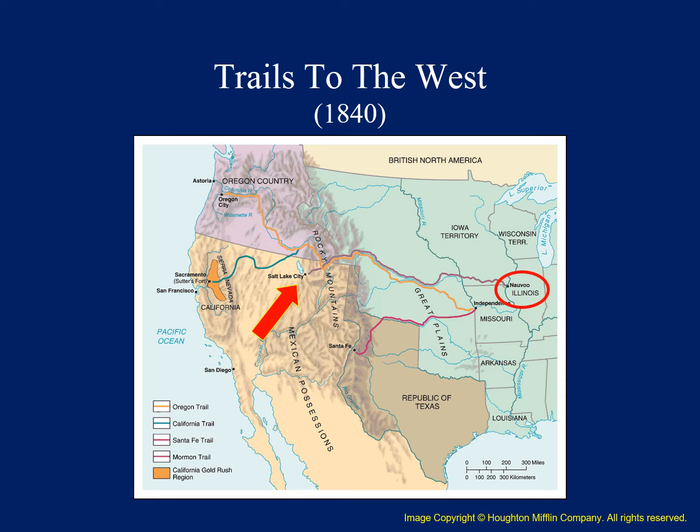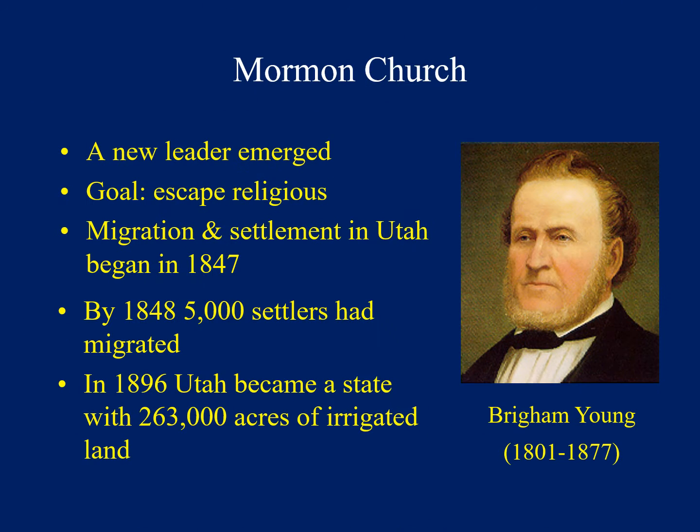The area circled here shows one of those Mormon settlements in Nauvoo, Illinois. Eventually, they followed the Mormon Trail and ended up in the area around Salt Lake City, where the arrow is shown. After some initial troubles, by 1848, over 5,000 settlers had migrated to Utah. Then, in the 1890s, Utah entered the Union as a state. One of the success stories would be the tremendous level of irrigation that they brought to basically what was a desert. The Mormons flourished in this Great Basin area of Utah.